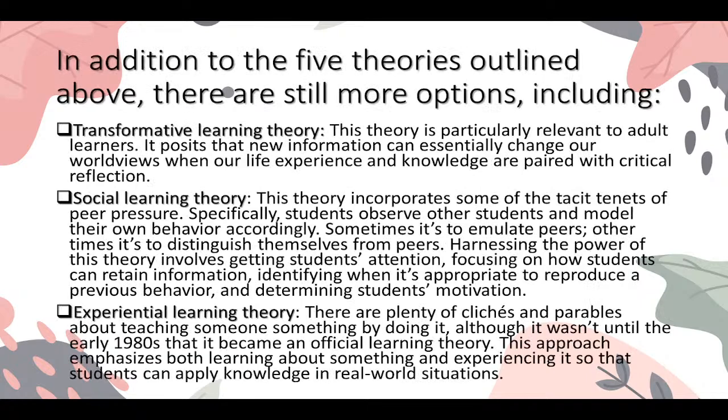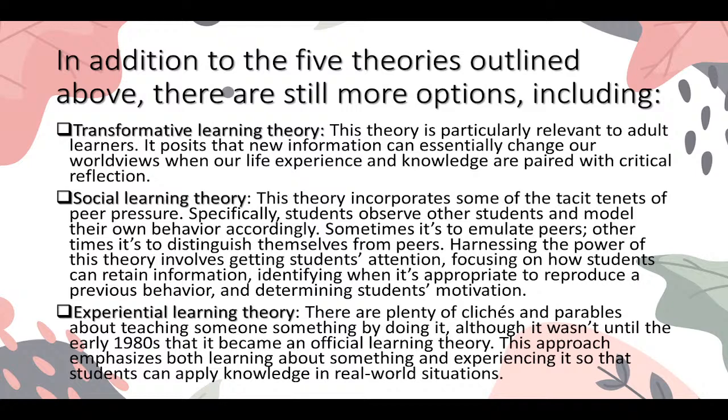And of course, in addition to the five theories, there are still more options. For example, Transformative learning theory. This theory is particularly relevant to adult learners. It posits that new information can essentially change our worldview when our life experience and knowledge are paired with critical reflection.